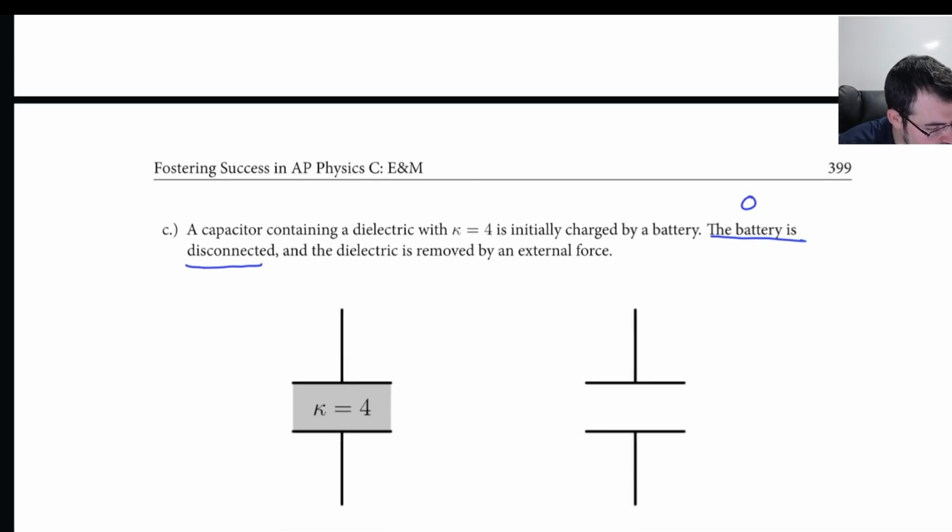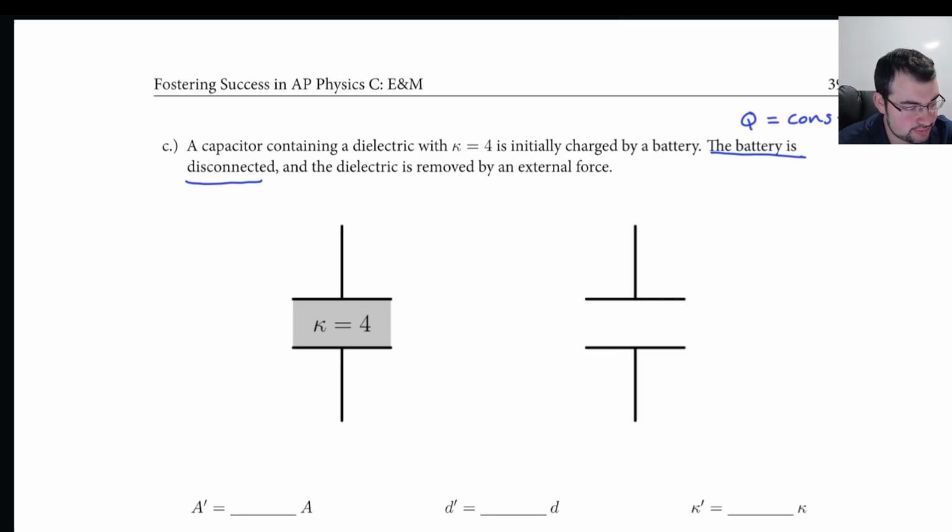So Q is constant in this. This is another way of saying the Q doesn't change. Then we pull out the dielectric. So this does some weird stuff to some of our factors of change, but we'll see it's still really the same analysis.